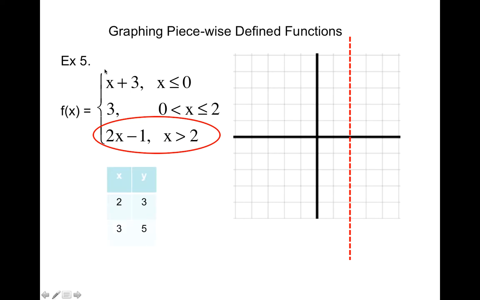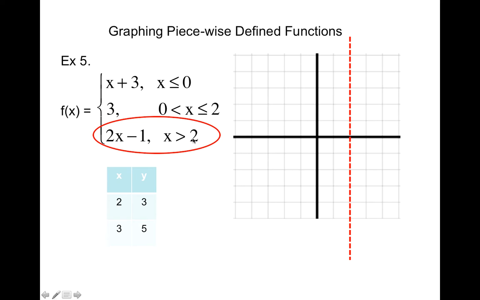I'm going to set up a chart. I only have one x value that I'm plugging in, but I'm going to choose another number in this interval. 3 is a convenient number because it's bigger than 2. Take these two x values, plug 2 into 2x minus 1, gives me 3. Plug 3 in, yields 5. I now have 2 ordered pairs.